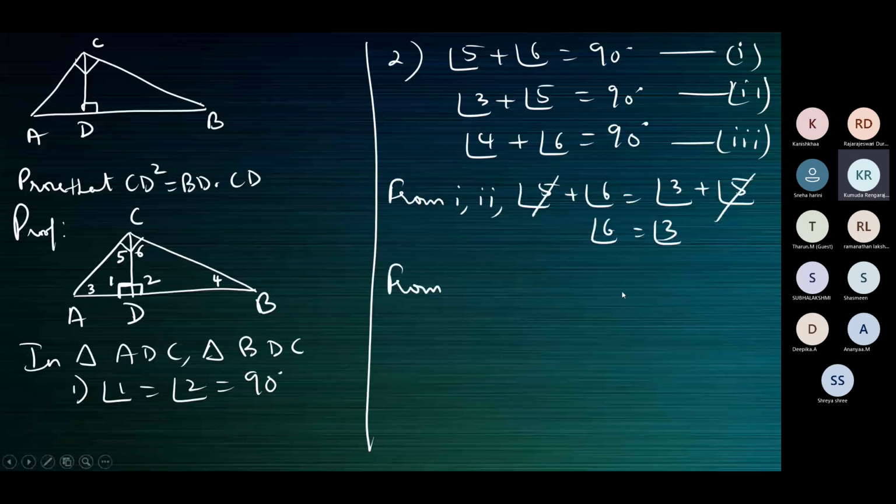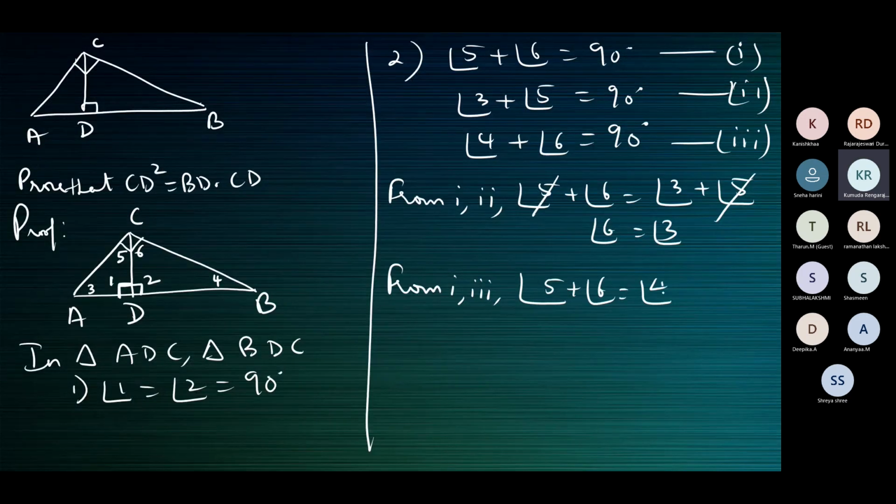Tell me the other. From 1 and 3, ma'am. From 1 and 3, angle 5 plus angle 6 is equal to 4 plus 6. Very good. So 6 gets cancelled. So angle 5 is equal to angle 4. So this is one piece of information. Angle 6 is equal to angle 3. 6 of one triangle is equal to 3 of other triangle. 5 of one triangle is equal to 4 of the other triangle.